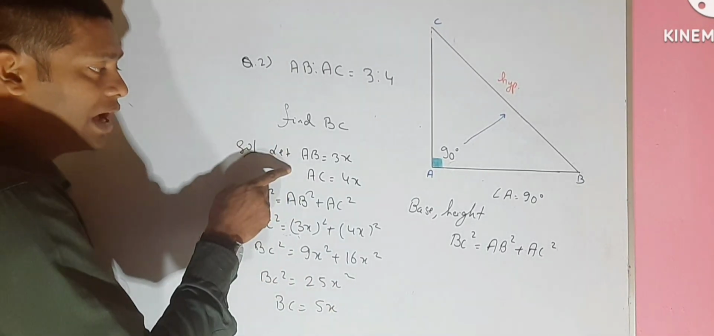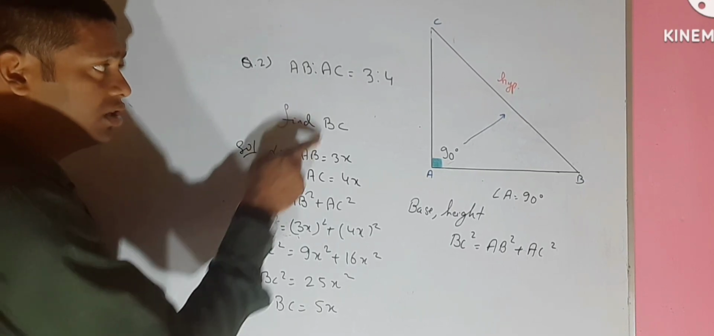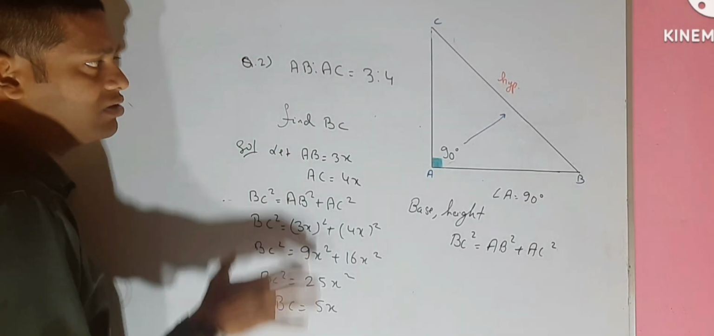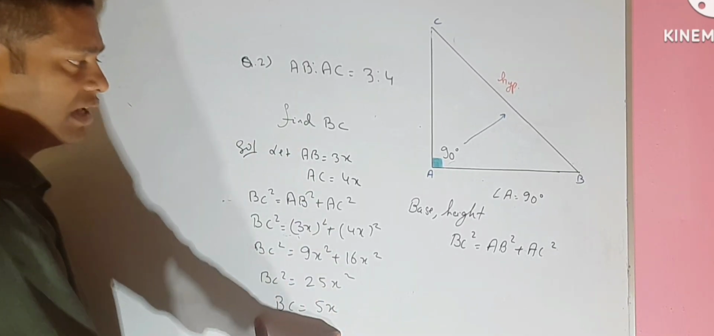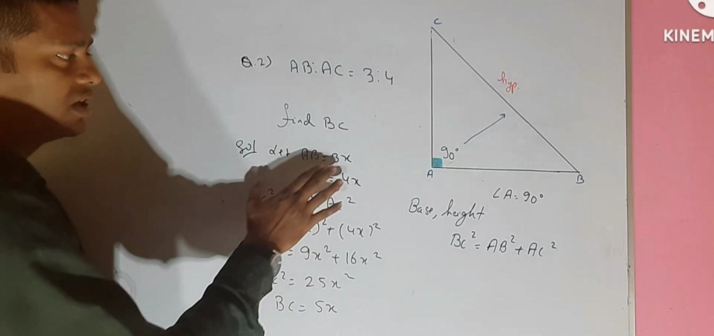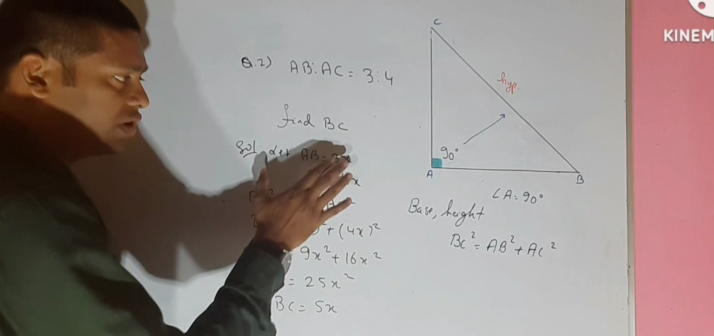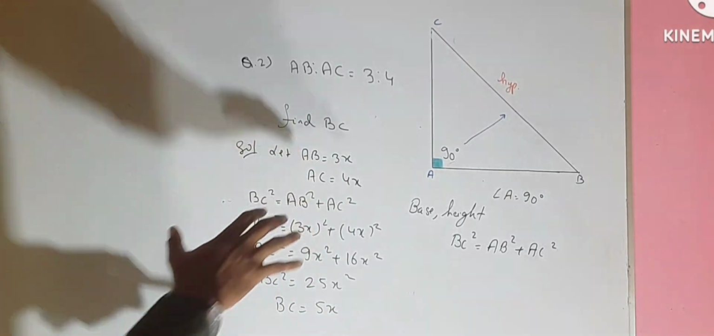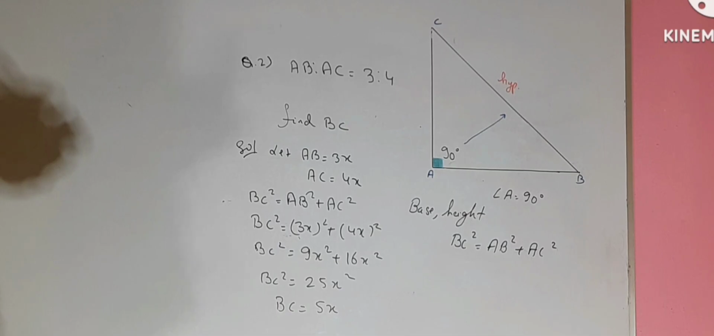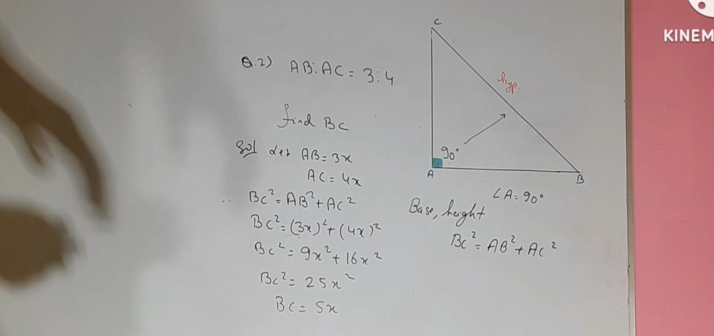Why? Because we have the values in the form of x only, in the ratio form. If it's a simple value in centimeter or meter, we directly get the answer, but if it's in ratio form, we get an answer like this. Every time, whatever ratio they give you, you have to take it in the x form and solve. So BC is equal to 5x according to this question. Now here we have calculated BC.